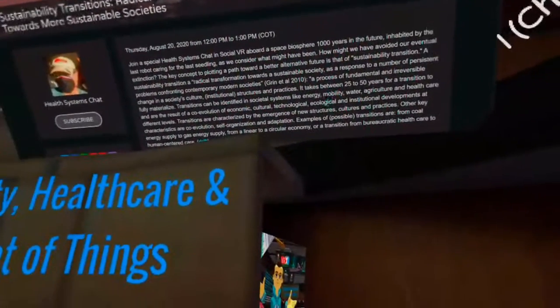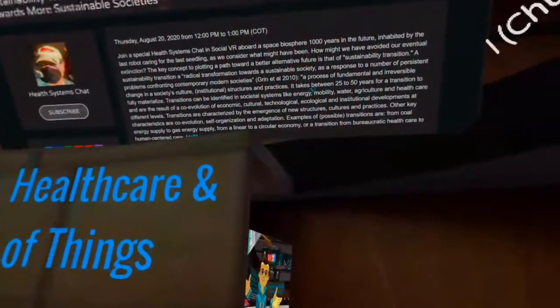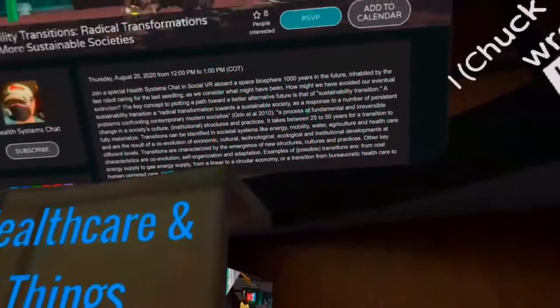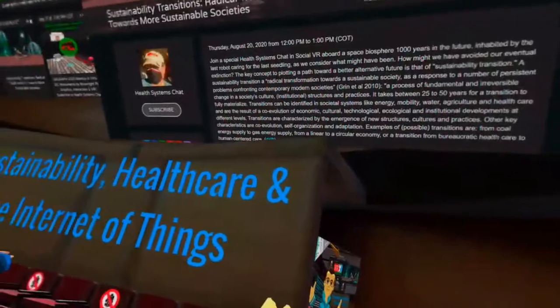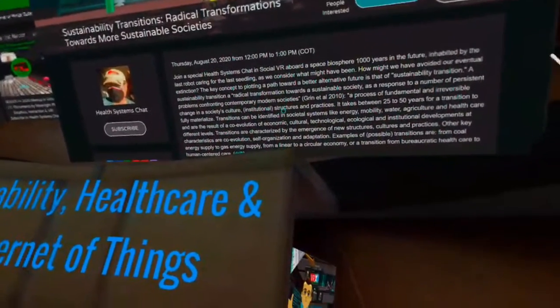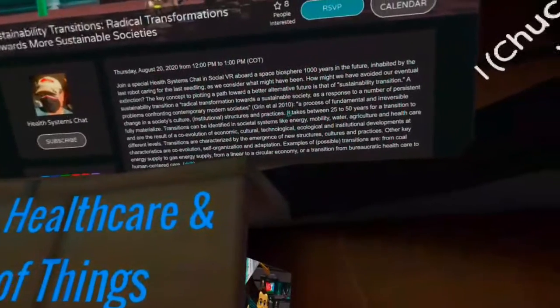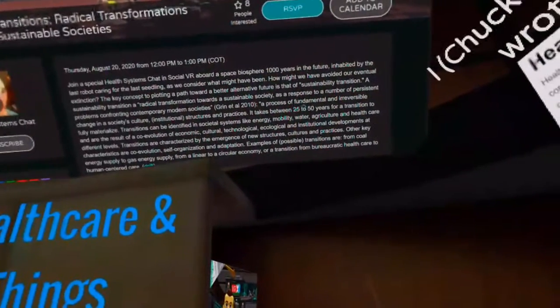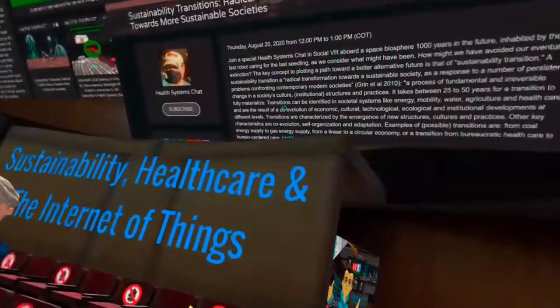Let me read this one. Now this really gets complicated, but I'll read it slow. A process of fundamental and irreversible change in a society's culture, institutional structures, and practices. It takes between 25 and 50 years for a transition to fully materialize.